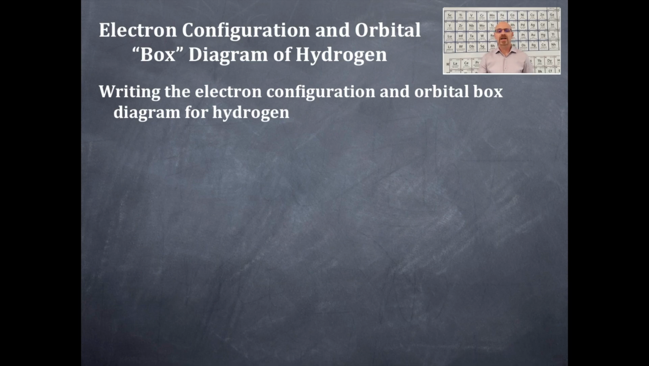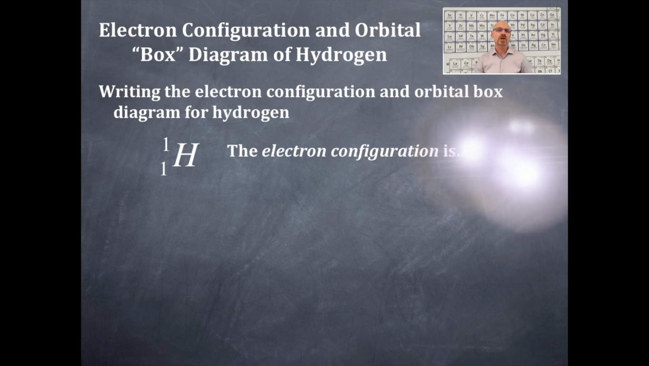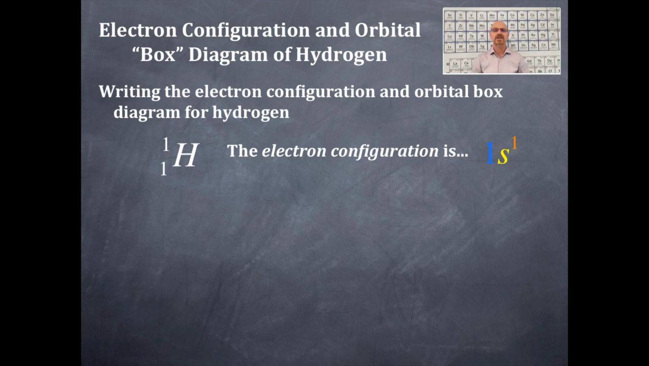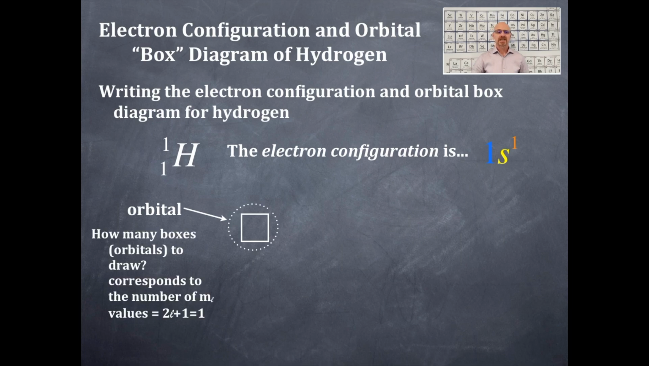Alright, now, we're going to write the orbital box diagram for hydrogen, but first we need to write the electron configuration for hydrogen. So we're going to go back to the standard nuclear notation, that is the AXZ format. Then we're going to write the electron configuration just like we did before, that is the 1s1. Okay, and we are going to have a single box. That single box represents an orbital, just a single orbital. Okay, so how many boxes or orbitals do you draw? They correspond to the number of m sub l values, and m sub l in this case is 2l plus 1. Okay, so that would be 0 for the s-type orbital because it's an l of 0, so it's 0 times 2 plus 1 equals 1, therefore 1 box.